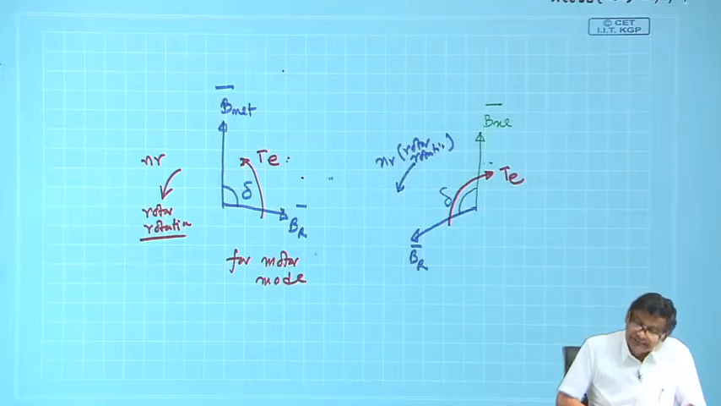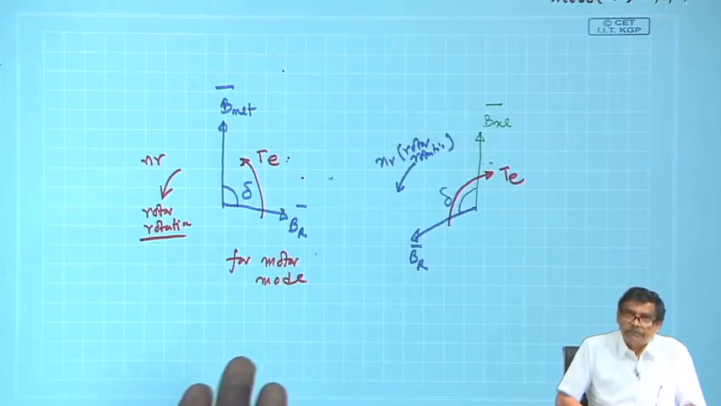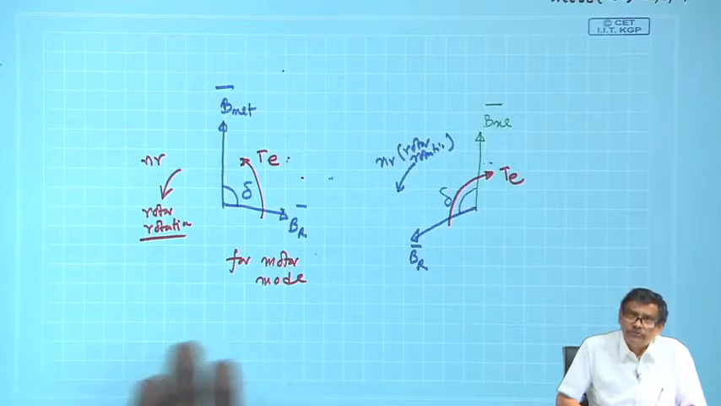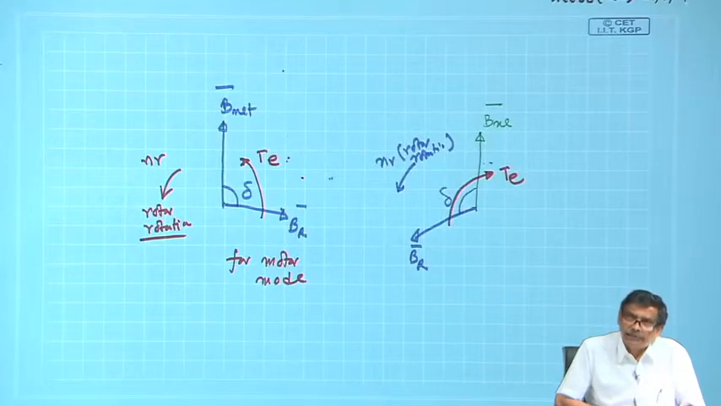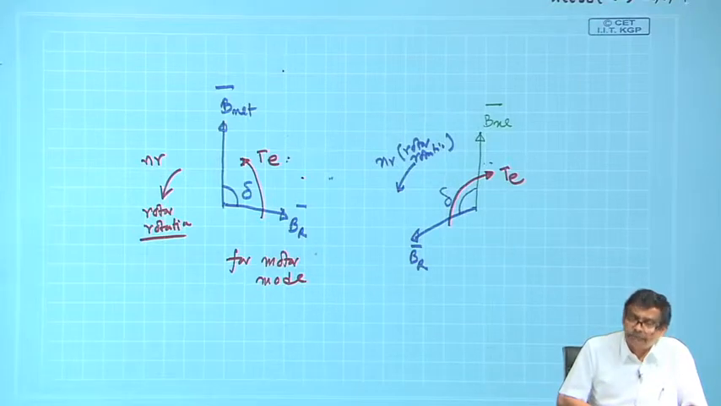So, this is the thing we should be keeping in our mind, and this is true for operation of any of the machines, be it induction, be it synchronous, be it DC machine, the direction of the field can be properly drawn.